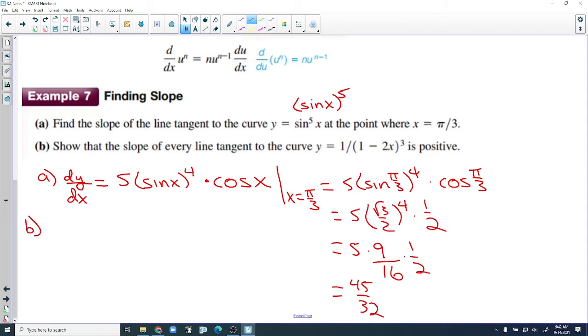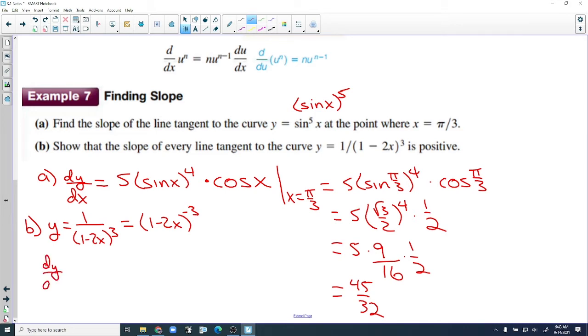B, show that the slope of every line tangent to the curve is positive. Let's rewrite, well, first of all, this is y. Y equals 1 over 1 minus 2x to the third. That's the function there. I'm not going to use the quotient rule if the top is just a constant. I'm going to write this as 1 minus 2x to the negative third. That way I can use the power rule.